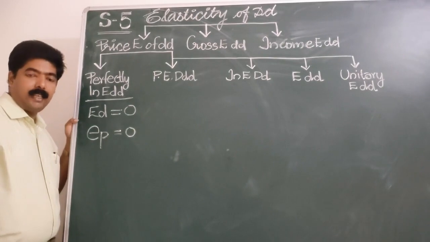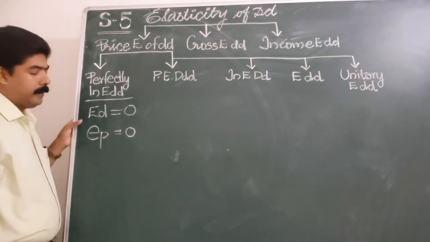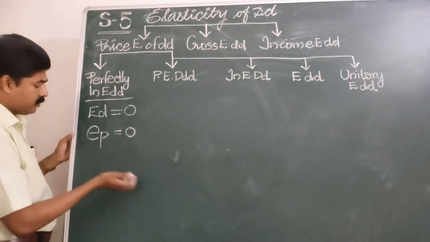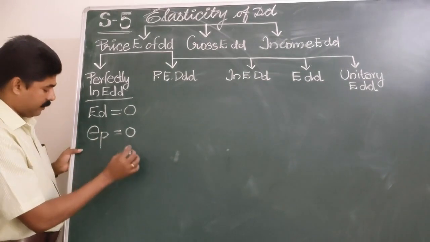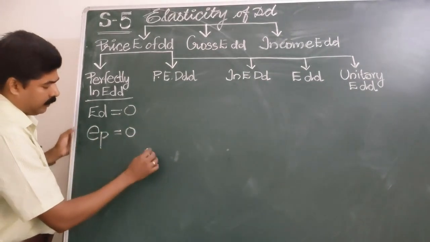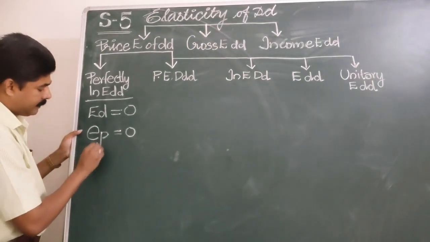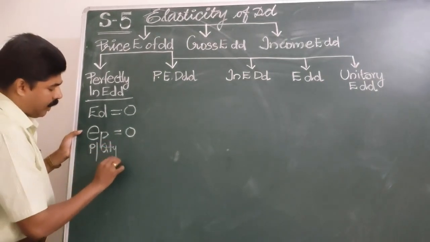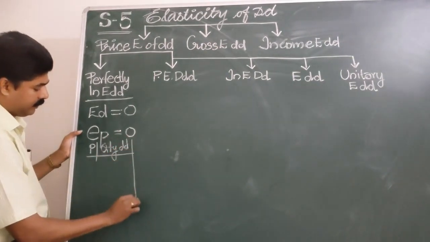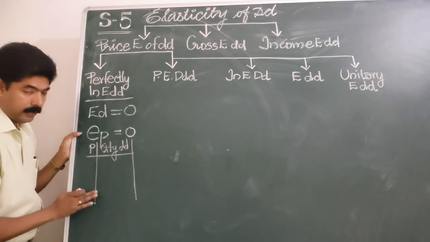In that case, if we make a schedule and a diagram, we can do it like this. We already know how to make a demand schedule. We will make a demand schedule with price and quantity demanded. So we have different prices.